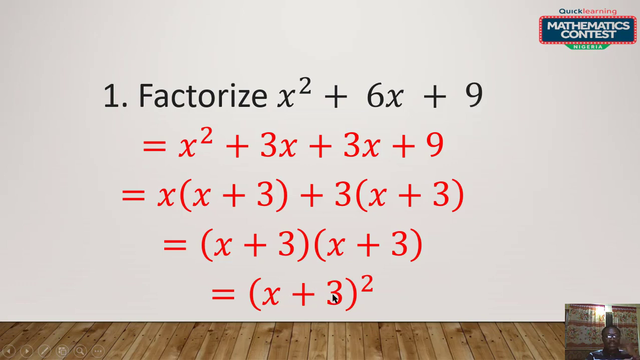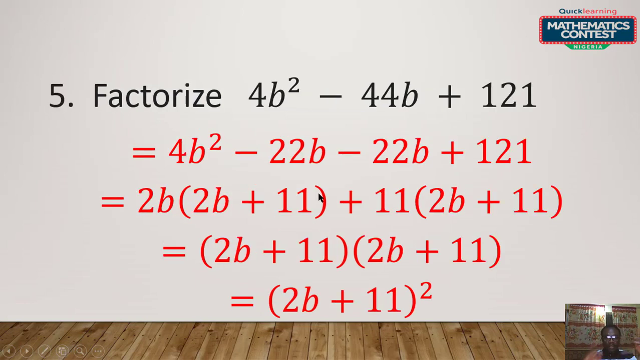X times 3, 3x times 2 again, 6x. So it actually works. So now I solved number 1 and number 5. Now I've been able to understand how to solve quadratic expressions so far, but all the terms we've been using are the ones where the coefficient of the squared term is 1. But in this case we have 4. So what we're going to do is this.